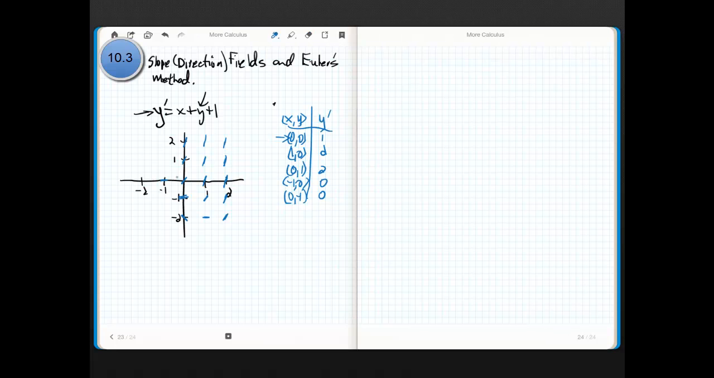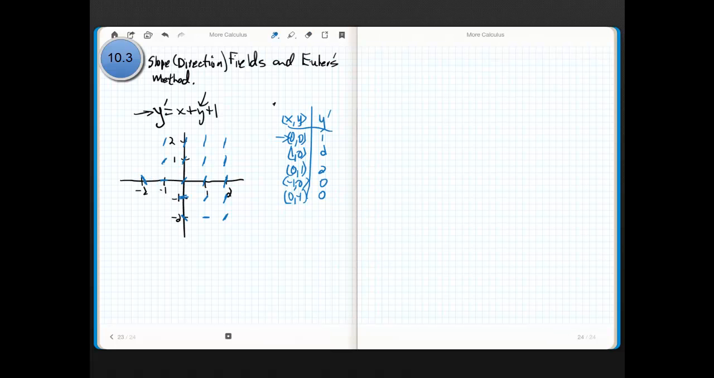But let's play some more. Let's see. -1, 1. That's -1 plus 1 is 0, plus 1. Okay, that's going to be 1. Negative 1 plus 2 is 1, plus 1 is 2. So we got that guy. Negative 2 plus 1. Oh, that's a 0. Wait, negative 2, 0. What am I doing? Negative 2 plus 0 plus 1. That's a negative 1. So we got this funky one again.